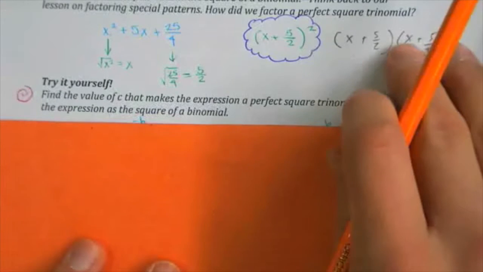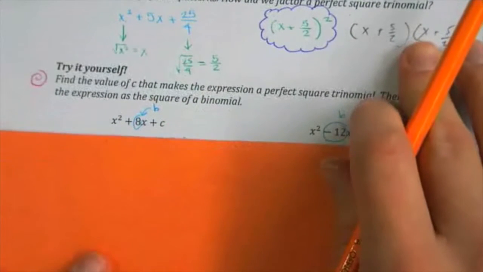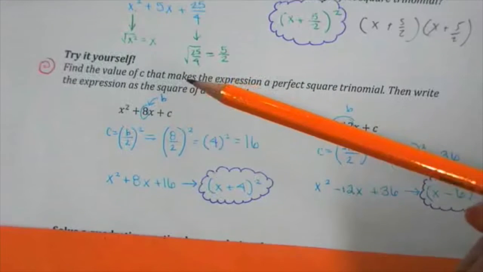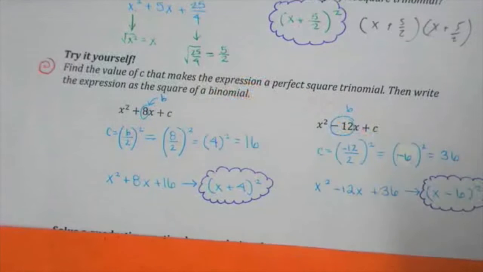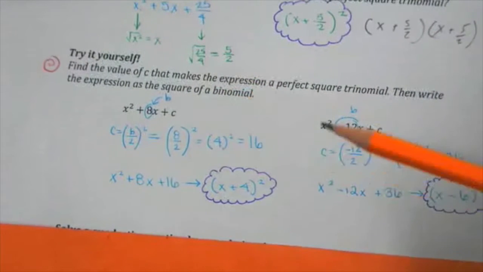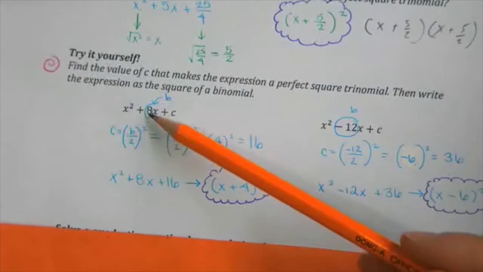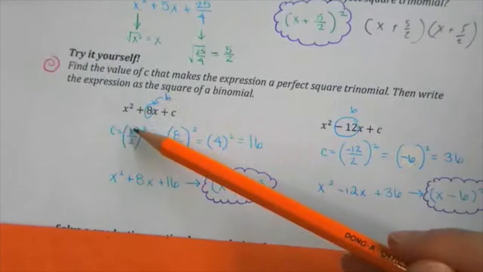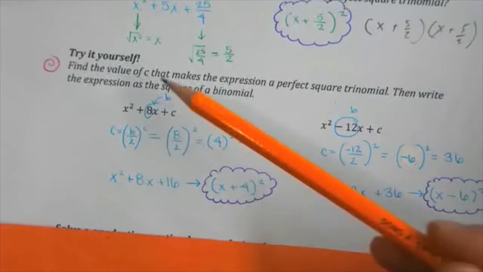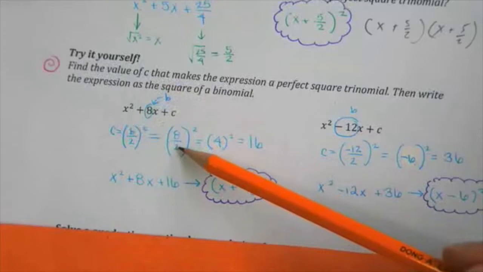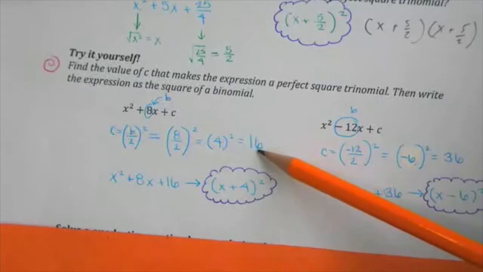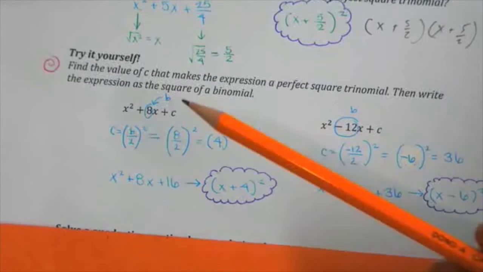Okay, so we need to find the value of c that makes the expression a perfect square trinomial. Then write the expression. So what you should have done is looked at your b term here to find c. Remember, c equals b divided by 2 squared. So 8 divided by 2 would give us 4. Squared would give us 16. Alright, so that would be our c term, or our constant term.